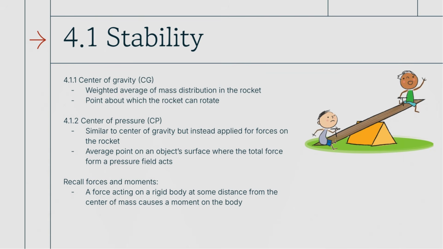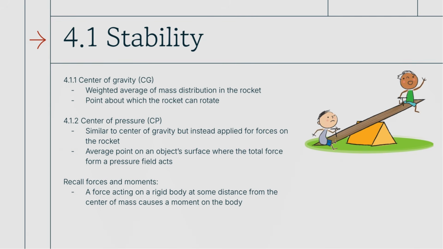This is the weighted average of mass distribution in the rocket. Obviously, your rocket has a lot of heavy components. They are spread out throughout the entire vehicle. You can take a weighted average of where they are and how much they weigh, and you can basically determine where all of that mass is concentrated. So if I wanted to balance the whole rocket on a toothpick, where would that toothpick have to be to support the whole rocket? That's the center of gravity.